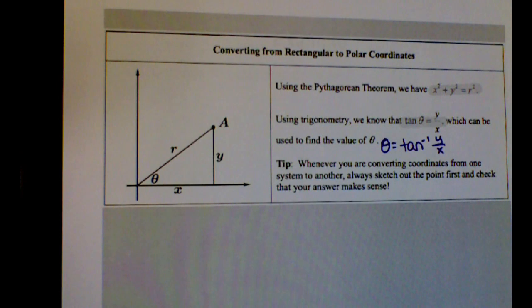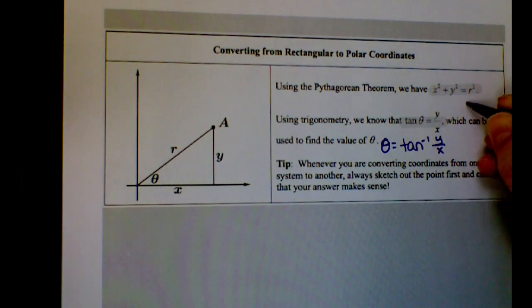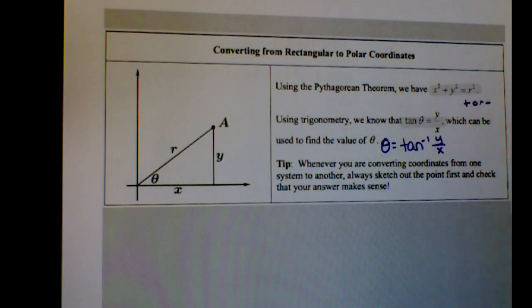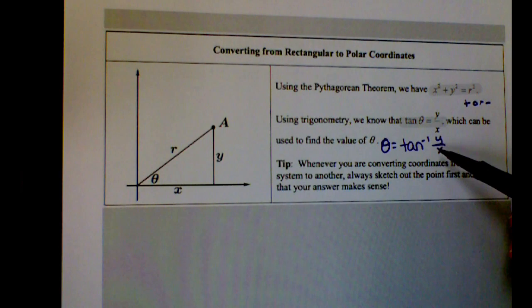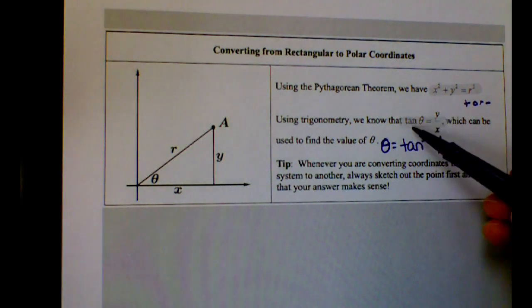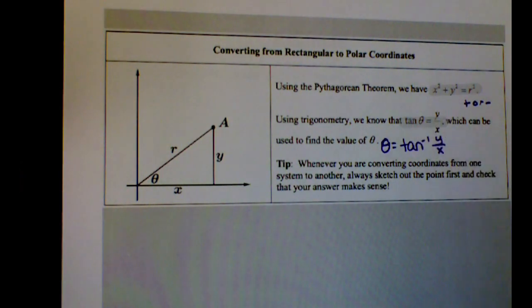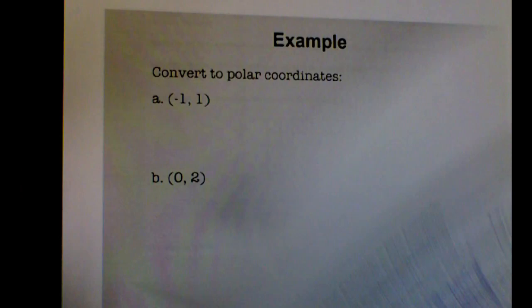Whenever we convert coordinates from one system to another, sketch it out. This is where it gets really important. Because when I solve for r, I actually get a positive or a negative value. And I have to decide which one's right. When I solve inverse tangent, technically inverse tangent only gives me one angle, but if I'm saying the tangent of theta, it could be in 2 different quadrants. There's 2 different answers I kind of get out of that, so I have to decide which one makes sense. Also remember though, there are infinitely many correct answers for polar coordinates.